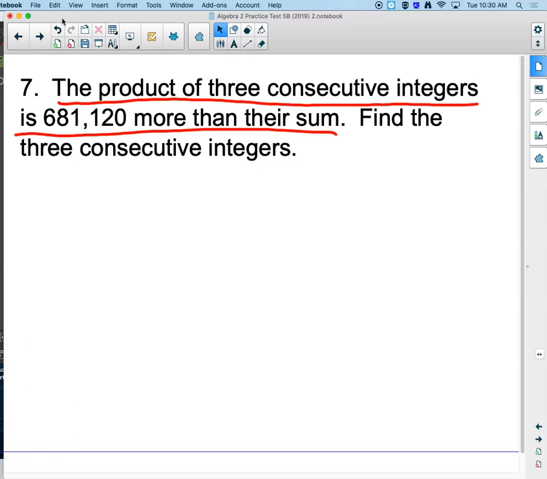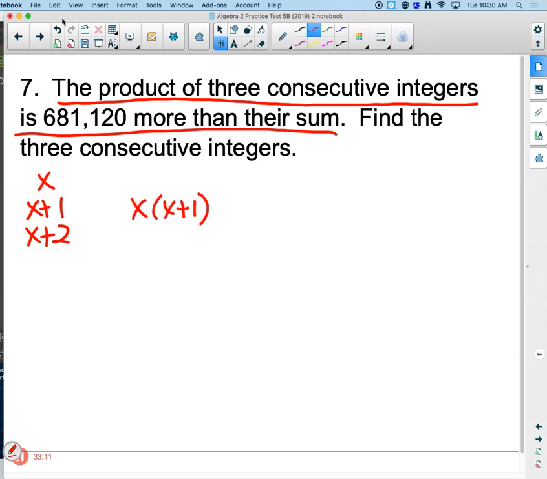Bill. That's a good one. Okay. All righty, help me out here. Consecutive integers. We just did one like that, right? What do we use again? x, x plus 1, and x plus 2. Their product. Wait a second, we just did that too. Their product is, and "is" in math means equals, 681,120 more than their sum.